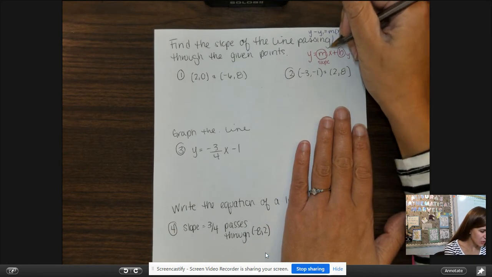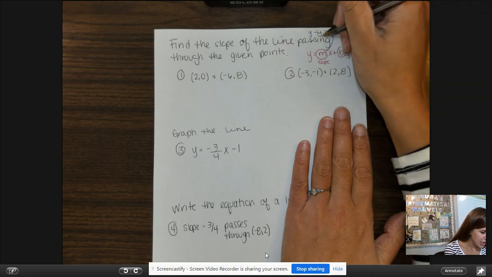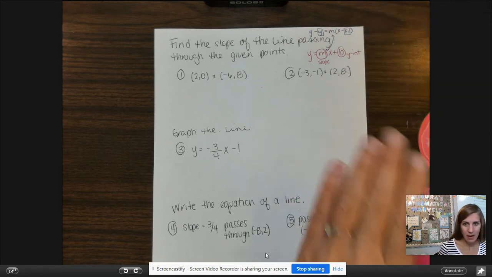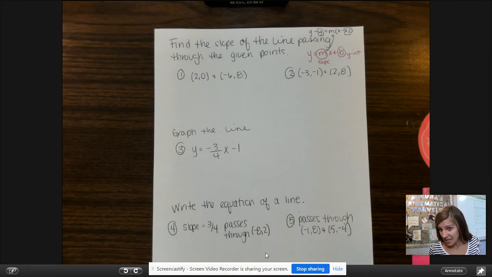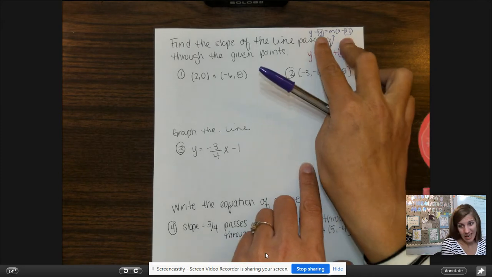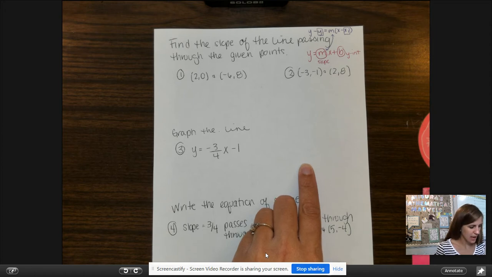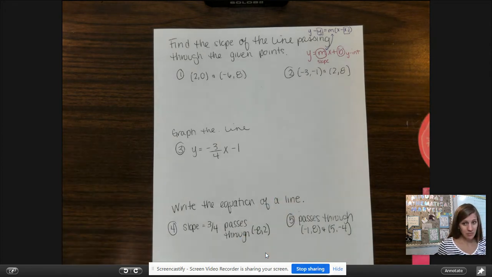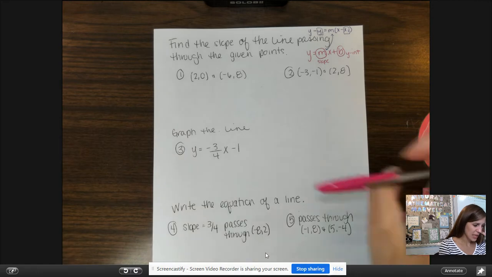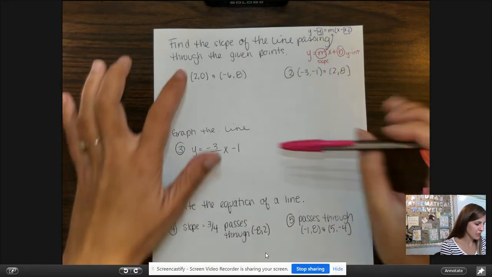It still has slope, but your point here, the x1, y1, is less specific, so it's easier to do. It's kind of harder and more specific to have your y-intercept. That's one point, whereas this can be any point. That has to be one specific point. So that's why. Anyways, all that to say, on these first two, we're just going to find the slope of the line passing through the given points.